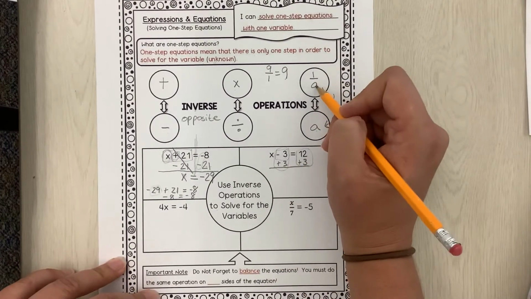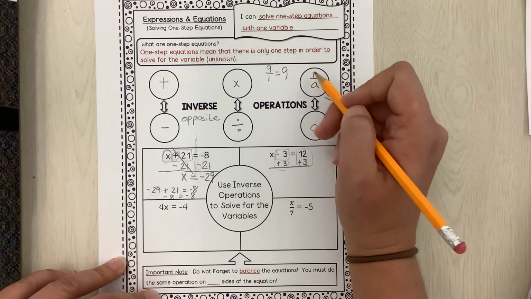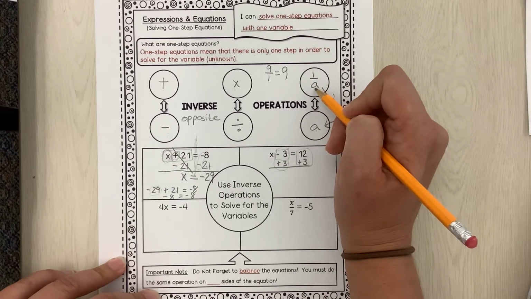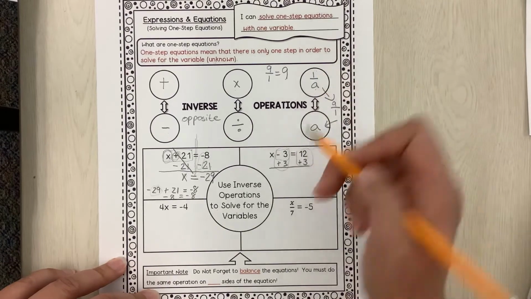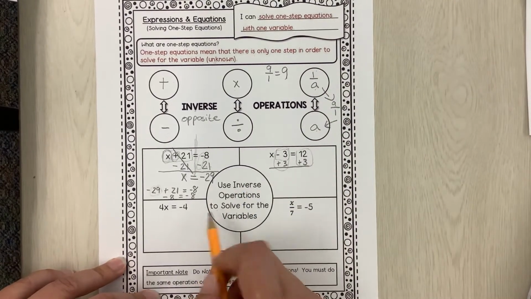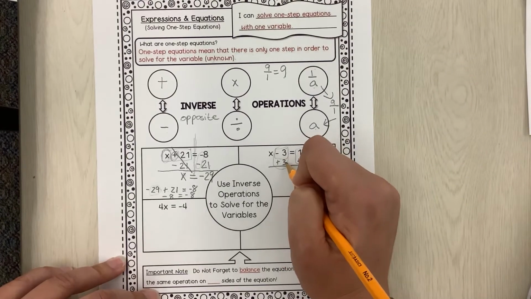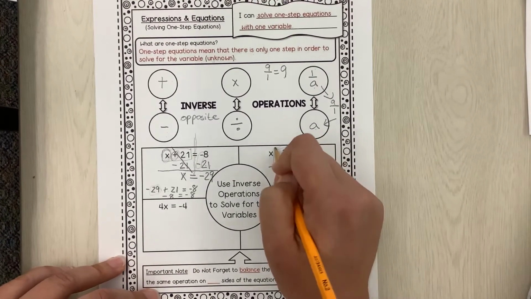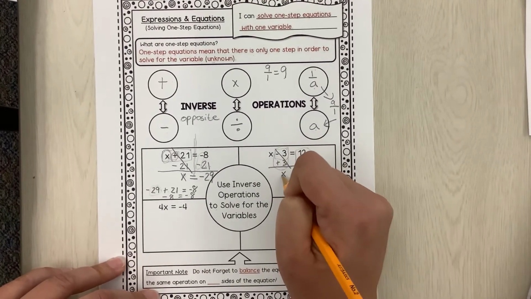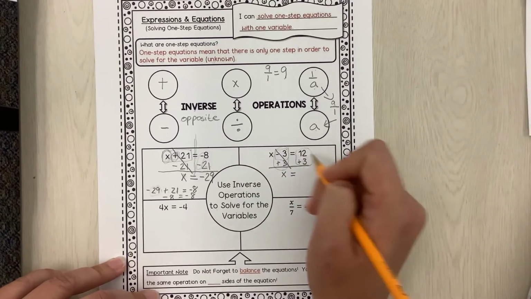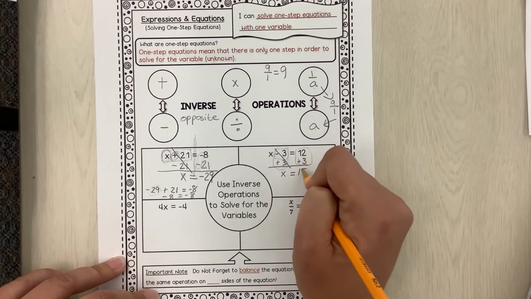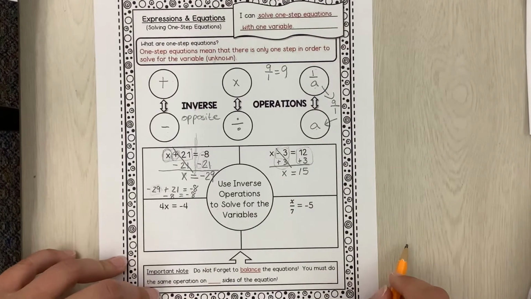Just the same as fractions. If you're simplifying fractions, whatever you do to the denominator, you must do to the numerator. It's just the same thing, just written a little differently. A -3 plus 3 brings me to 0, so those are gone. All I have left on this side is x. 12 plus 3 is 15. So that one we got done.